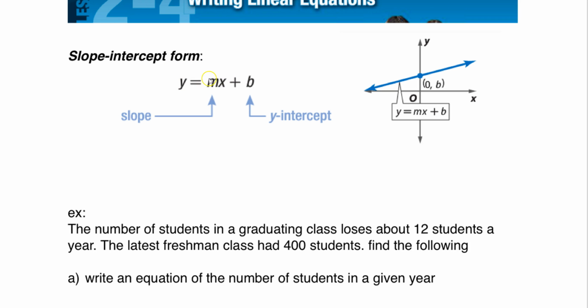So as I mentioned, you solve for y. The coefficient next to your x is your slope, and then the constant is the y-intercept. Now they also mean other things.